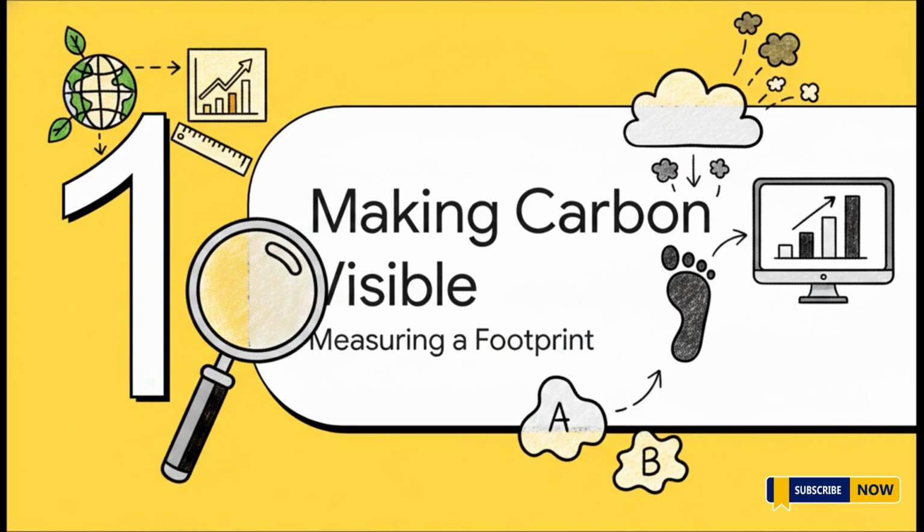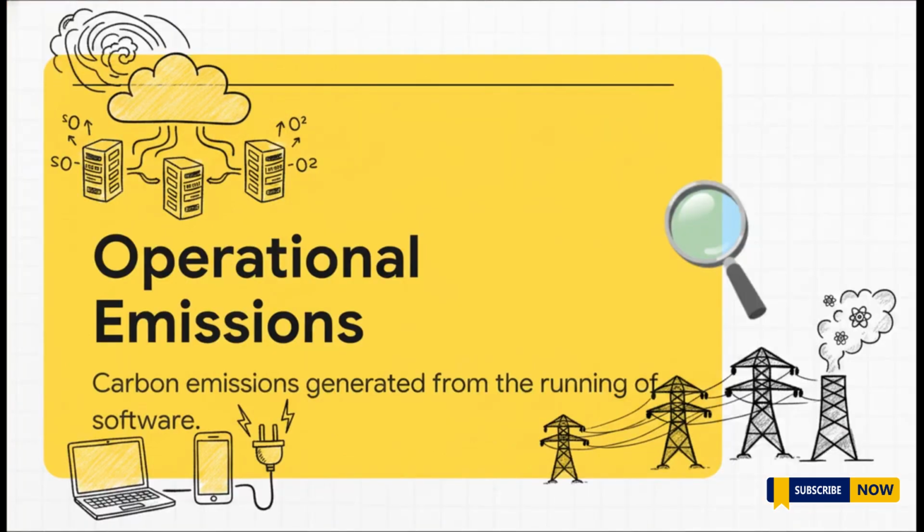Okay, so if we're going to tackle a problem this big, we first have to understand it. You know the old saying, you can't improve what you can't measure? So how in the world do we actually calculate the carbon emissions of something as intangible as software? Well, it really breaks down into 2 main buckets, which helps us make that invisible carbon visible. The first part is kind of the obvious one, operational emissions. This is simply the carbon created by the electricity that gets used while the software is actually running.